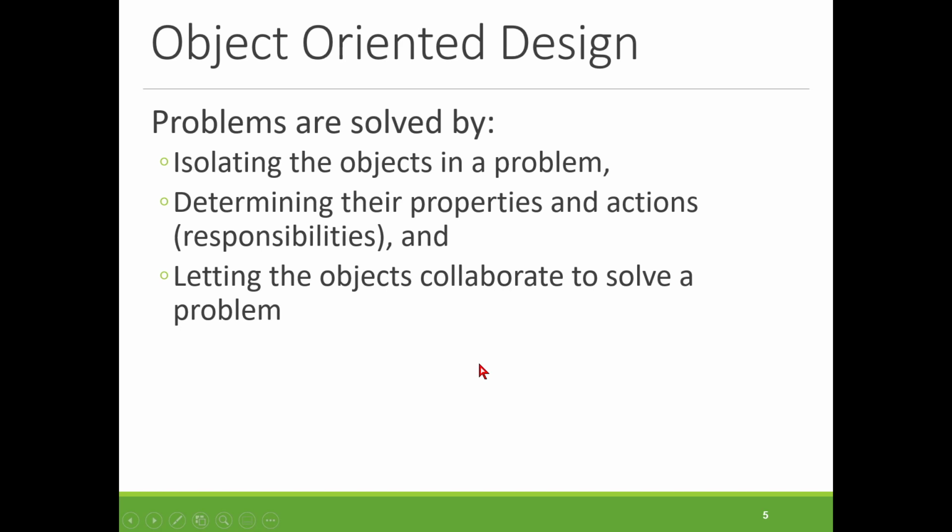Once you have the different types of objects, you want to determine the properties, the data, and actions, the functionality, responsibilities that each object will have. What does a student need to store? What does a student object need to be able to do? And then you want to let the objects collaborate to solve a problem. So a student object would hopefully be able to register for a course, and maybe in that way it would interact with a course object.